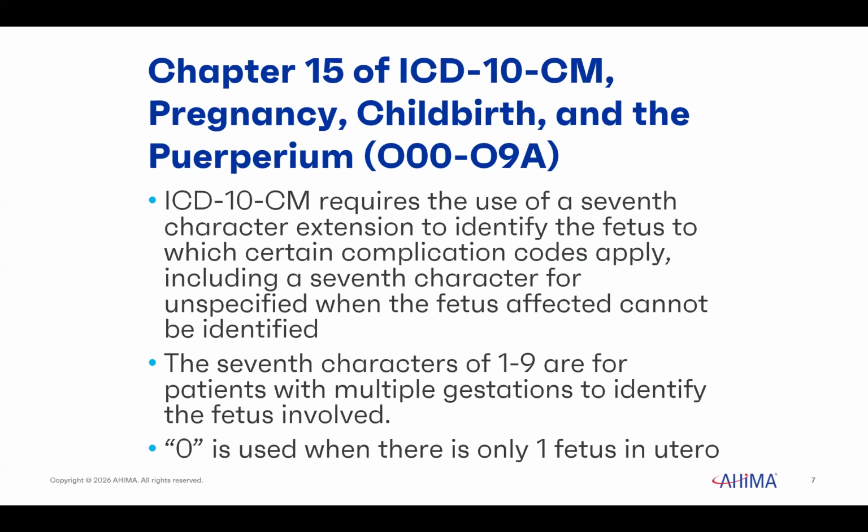And ICD-10 requires a seventh character extension to identify the fetus to which certain complication codes apply, including a seventh character for unspecified when the fetus affected cannot be identified. And we use characters 1 through 9 for patients with multiple gestations to identify the fetus involved. Zero is used when there's only one fetus in utero.